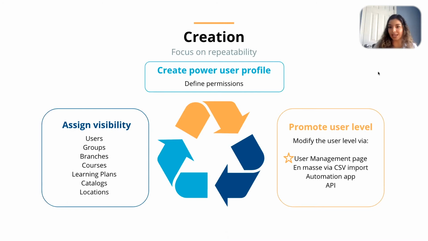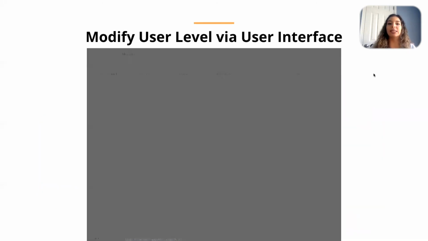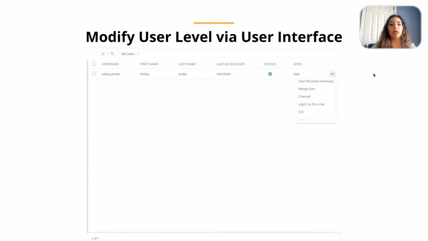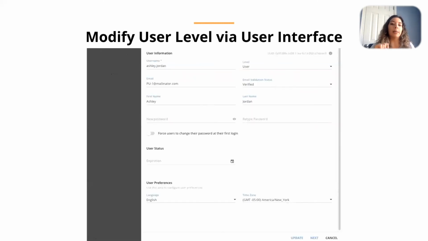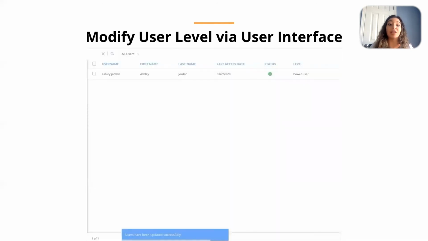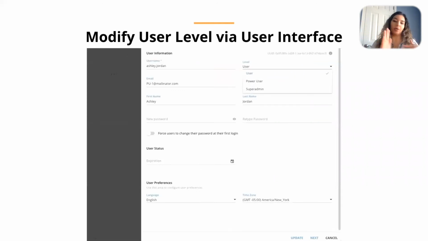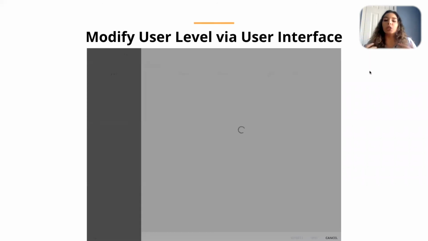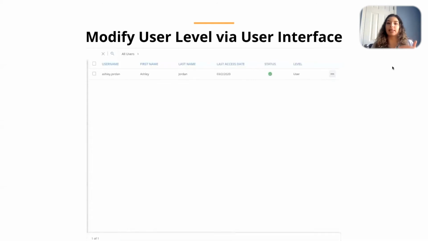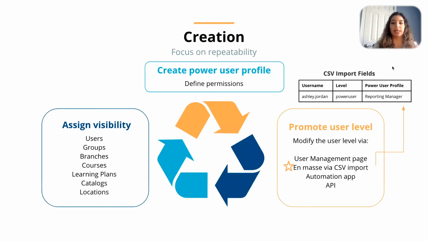So the next slide will show you just how easy it is to modify the user level. This one in particular will show you how you can still do it within that user management page. It's about changing the level, remembering that we have those 3 levels: user, power user, and super admin, right? So once they're a power user, we can take that step to then assign them the profile, assign them the visibility and whatnot. However, just showing you the few more ways there are to do that promotion, complete this configuration.